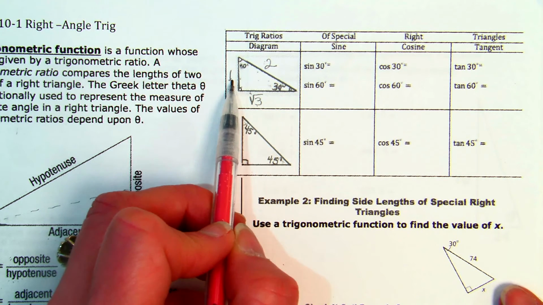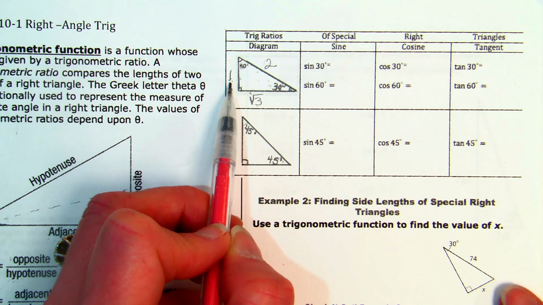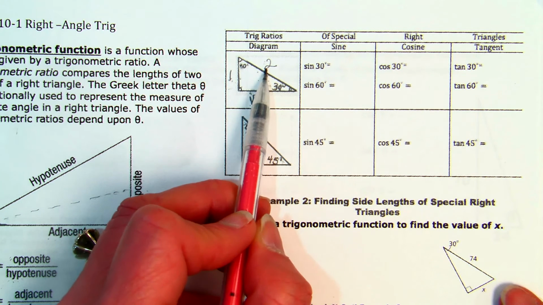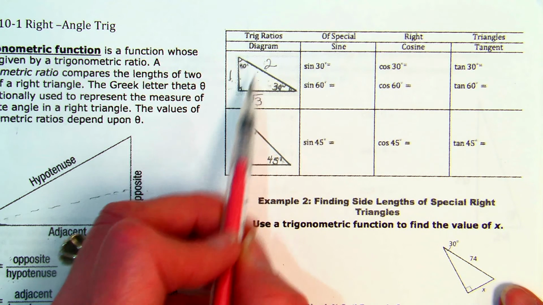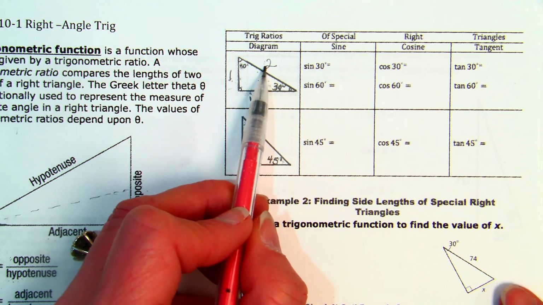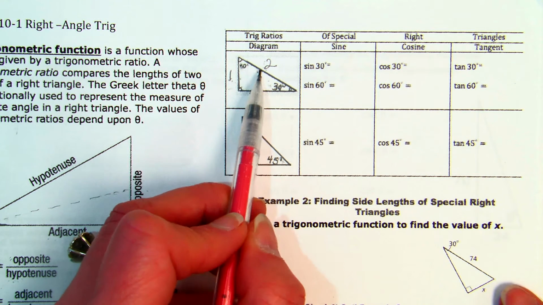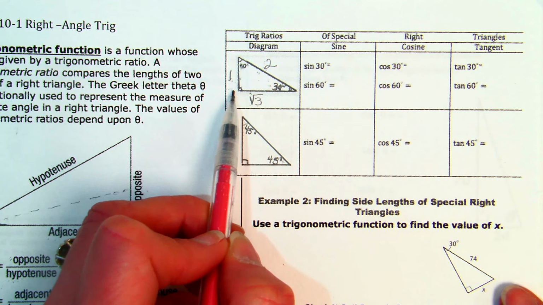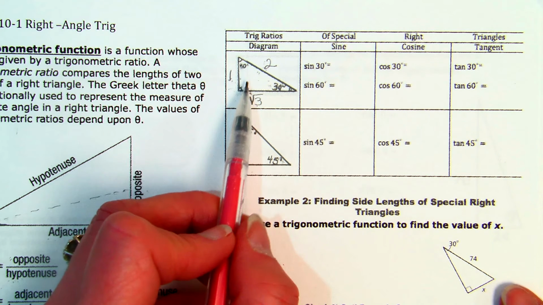1 is the smallest number, so it's opposite the smallest angle. 2 is bigger than root 3 because root 4 is equal to 2, and root 4 is bigger than root 3. So 2 is the bigger of the 3 numbers, so that side length of 2 is opposite the 90 degree angle, and then root 3 is opposite the 60.